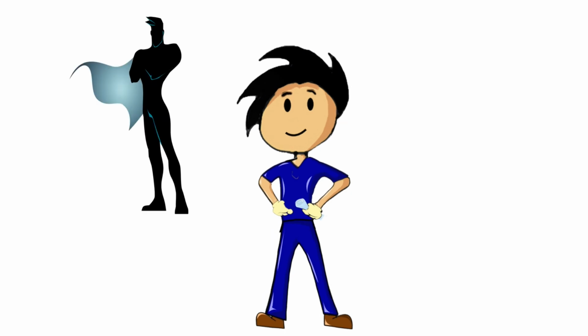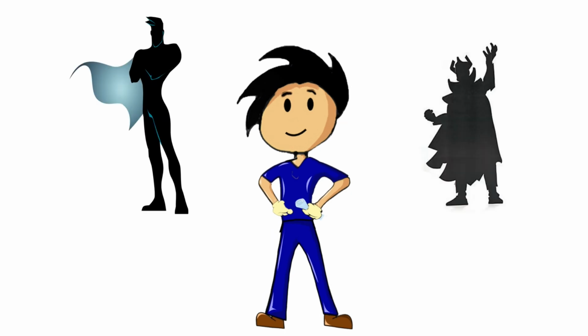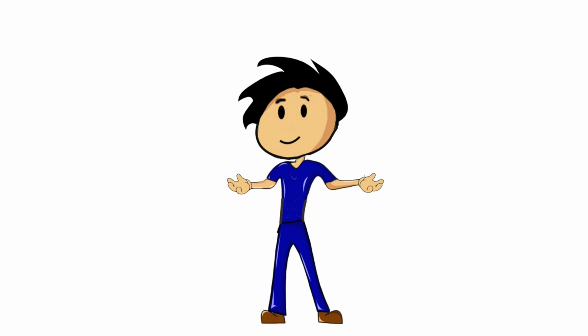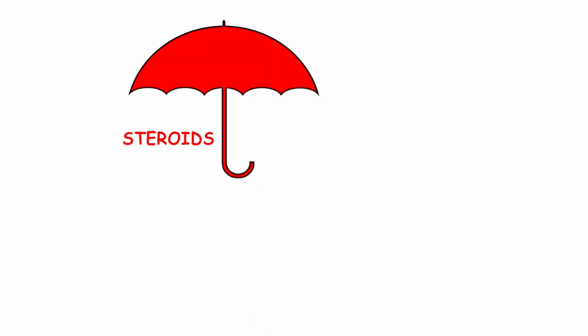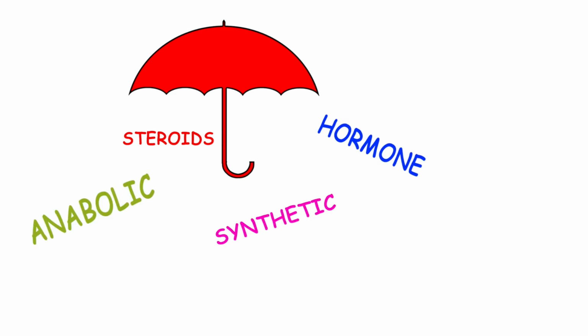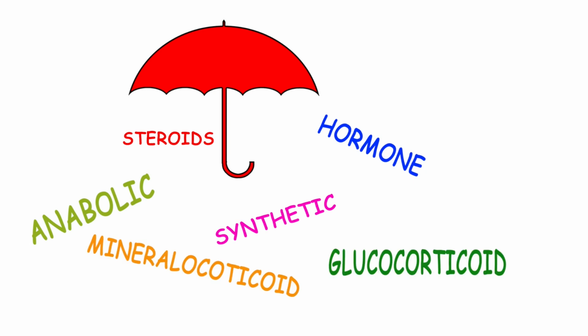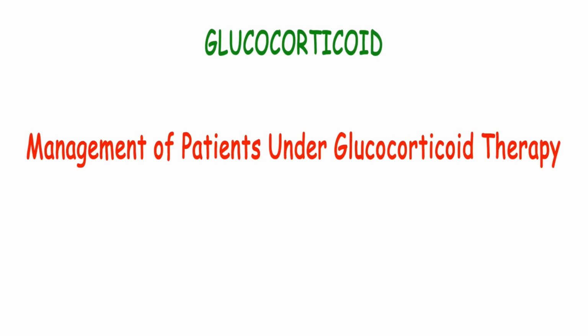Some drugs are heroes, some are villains. Then there are drugs that are misunderstood. One of those are steroids. Steroids is an umbrella term, which can mean the hormone or its synthetic variants. It can be anabolic steroids or mineralocorticoids or glucocorticoids, etc. Our focus is on glucocorticoids, mainly the management of patients under glucocorticoid therapy.